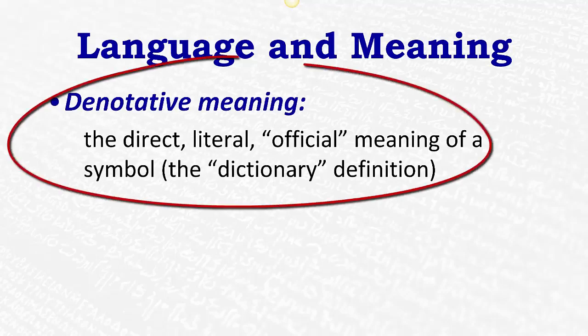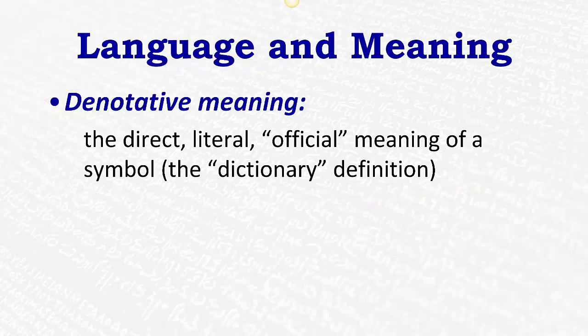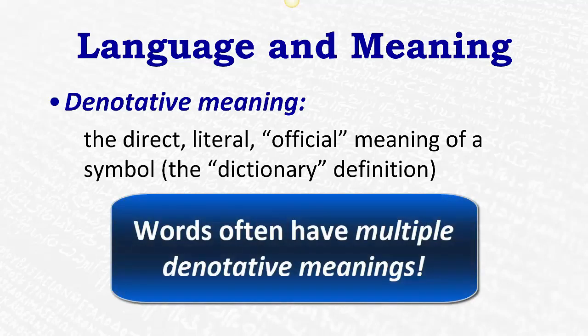Denotation, otherwise known as denotative meaning, is the direct, literal, official, if you will, meaning of a symbol. If you go into a dictionary and you look up what a word means, that's the denotative meaning. The idea is to provide a specific meaning for that word in a language that everyone who speaks and reads that language can understand and agree to, this is what it means. Now, of course, we can already see signs of ambiguity, right? How many times have you looked up the definition to a word in a dictionary and seen two or three or even more entries, right? The same word can have multiple denotative meanings.